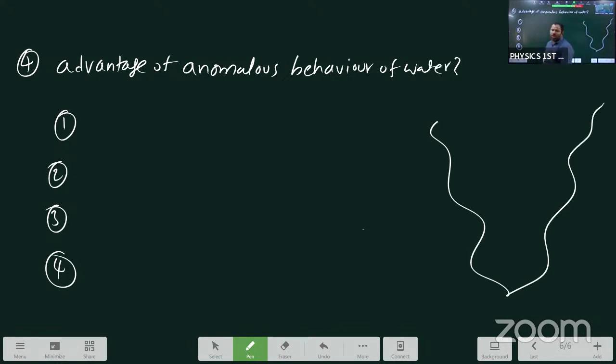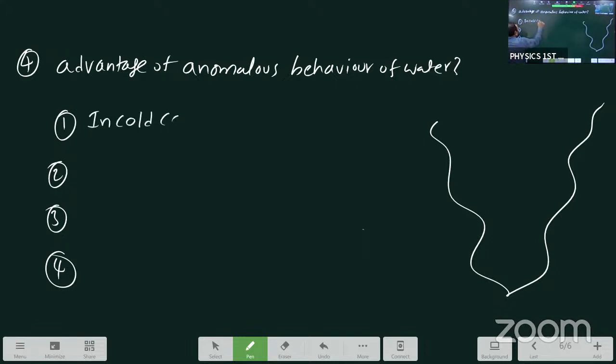First point, in cold countries. Our country is not a cold country, our country is a hot country. That's why daily full temperatures come in summer. Cold countries means, for example, Russia, Britain, USA, all these are cold European countries. In cold countries, sometimes the temperature is 0, sometimes the surrounding temperature is less than 0 also. Our topic is, what is the advantage of anomalous behavior of water in cold countries.